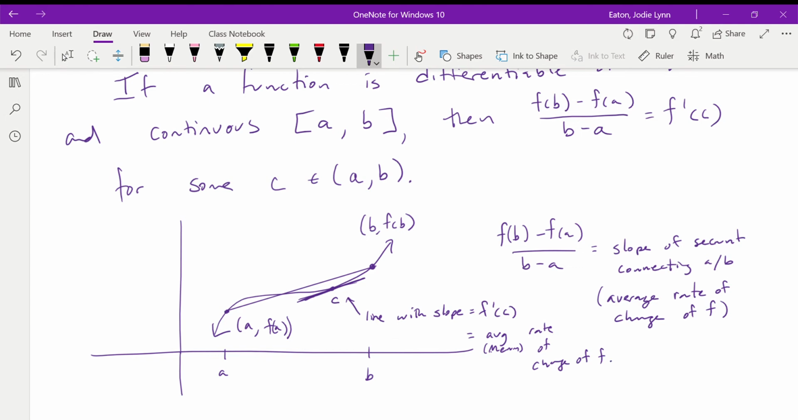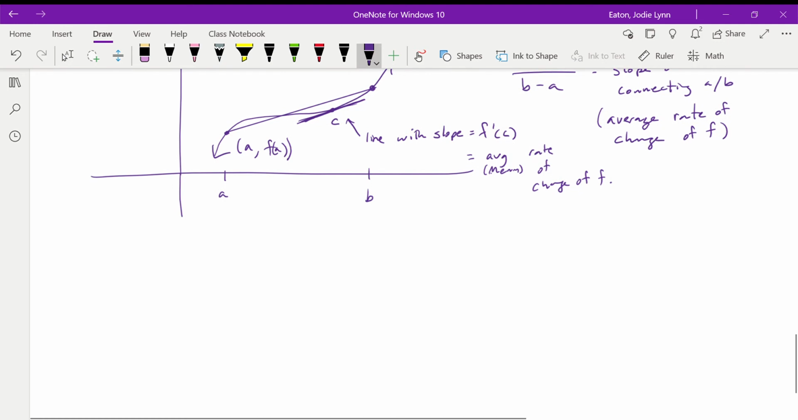Okay, so let's look at an example of how this could be used. Basically what this is saying is, if you look at the secant between 2 points, and your function is continuous and differentiable the whole way through, there has to be some point where the slope of the tangent line matches the slope of the secant between a and b, and that point has to lie between a and b.